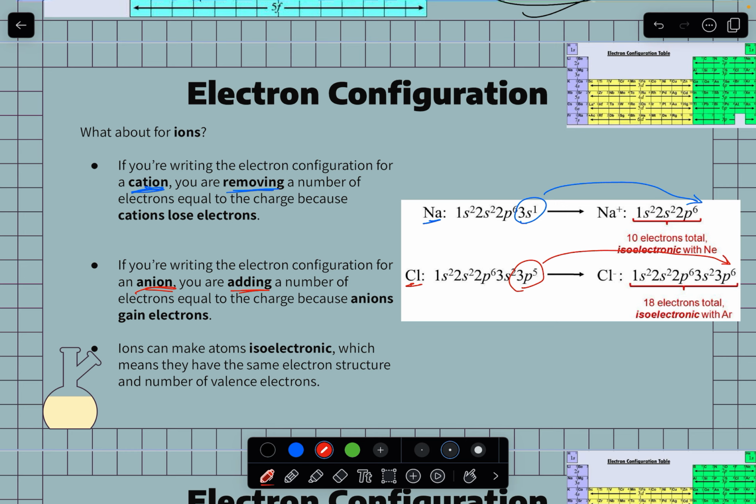It gains 1. And ions can make atoms isoelectronic. Isoelectronic just means that they share the same electron structure and number of valence electrons as another element. So in this case, sodium became isoelectronic with neon: 1s2, 2s2, 2p6. That's where neon lands on the periodic table. Chlorine is isoelectronic with argon. That's all that word means.